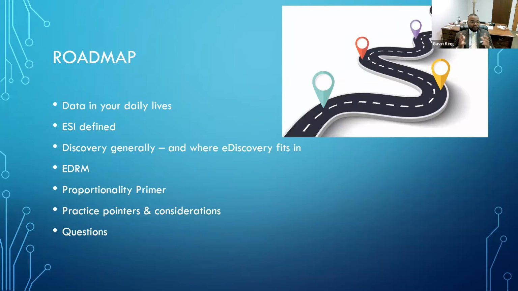So here's the roadmap. The first thing we're going to talk about is data in your daily lives. We're going to define ESI. We're going to talk about discovery generally and how e-discovery fits in. EDRM. We're going to talk a little bit about proportionality, practice pointers and considerations. And then, of course, at the end, we'll take some questions.